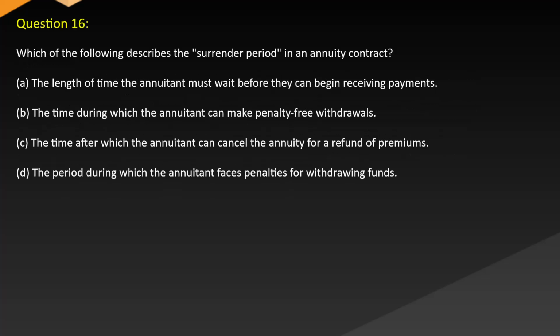Question 16. Which of the following describes the surrender period in an annuity contract? A. The length of time the annuitant must wait before they can begin receiving payments. B. The time during which the annuitant can make penalty-free withdrawals. C. The time after which the annuitant can cancel the annuity for a refund of premiums. D. The period during which the annuitant faces penalties for withdrawing funds.